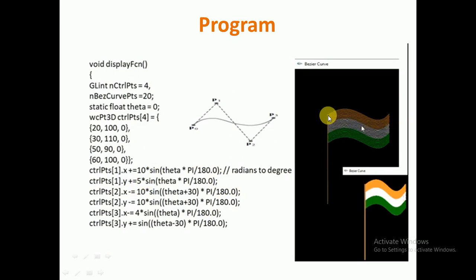That's why we are applying this animation to only the 1, 2, 3 control points. We are not applying animation to the 0th control point. This control point is always fixed, right? It will not change its position dynamically in our program.